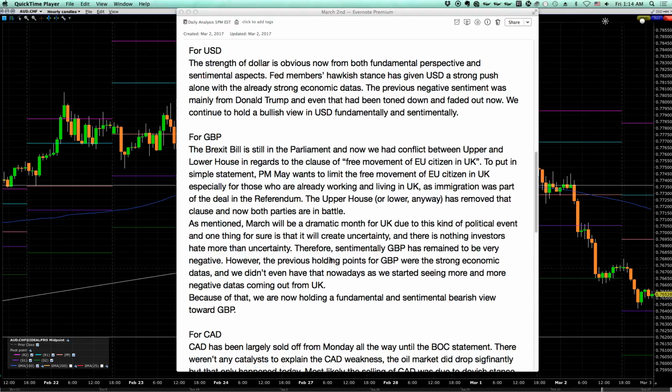But if we fail to see another positive data point, and if we continue to see negative data coming out of the UK, and tonight we're going to have services PMI once again, if that's negative data, then fundamentally it will become quite negative, and sentimentally it's already negative. That will put the British pound in a very negative position.